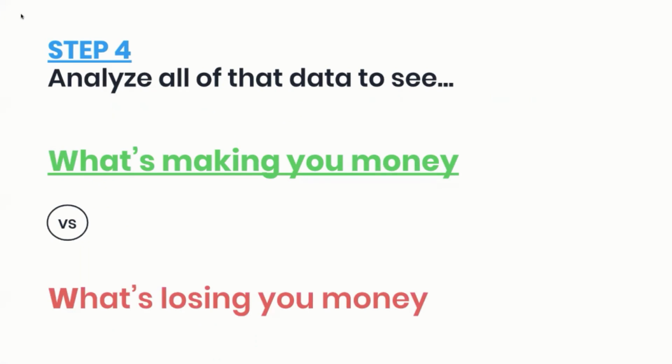Step number 4 is that you analyze all of that data to see what's making you money versus what's losing you money. That's your goal. You need to look at all of this data, your email data, your Facebook ad data, your Google data, your page conversions, all of this stuff to see what's actually making me money and what's losing me money. Did writing all these blog posts help? Did spending all this time crafting these ads and these emails do anything for me?